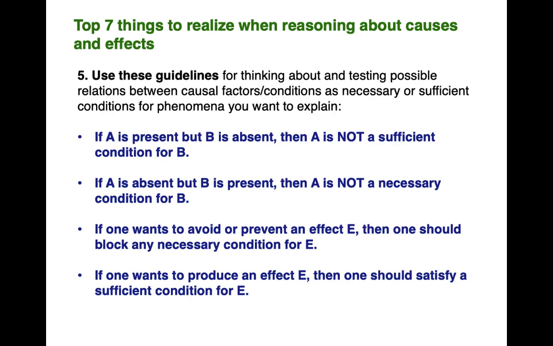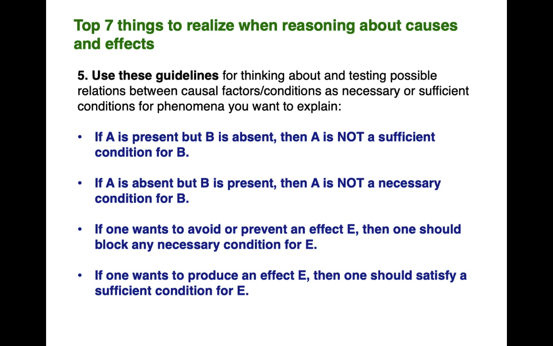Use these guidelines for thinking about and testing possible relations between causal factors, conditions, as necessary or sufficient conditions for phenomena you want to explain. If A is present, but B is absent, then A is not a sufficient condition for B. If A is absent, but B is present, then A is not a necessary condition for B.